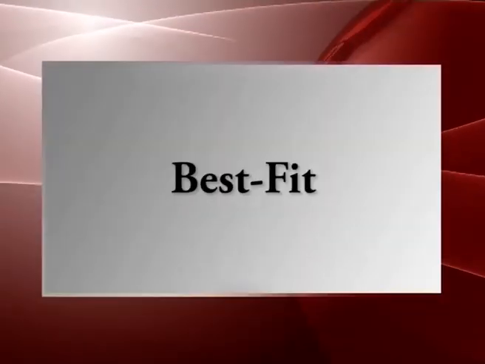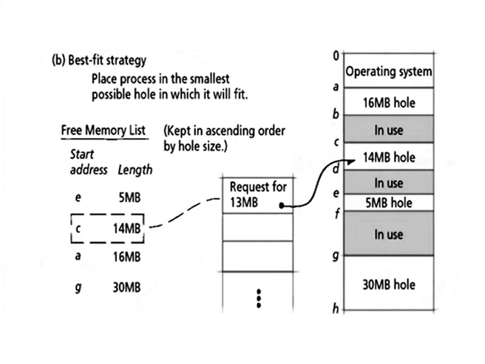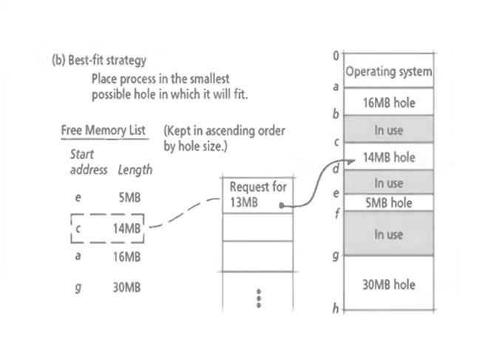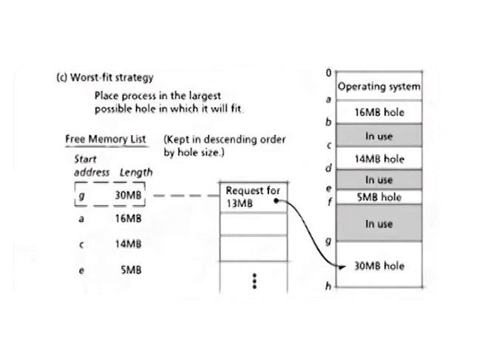Best fit. In this technique, we allocate the smallest hole that is big enough. We must search the entire list unless the list is kept ordered by size. This strategy produces the smallest leftover hole. Third is worst fit. Using this technique, we allocate the largest hole. Again, we must search the entire list unless it is sorted by size. This strategy produces the largest leftover hole, which may be more useful than the smaller leftover holes.